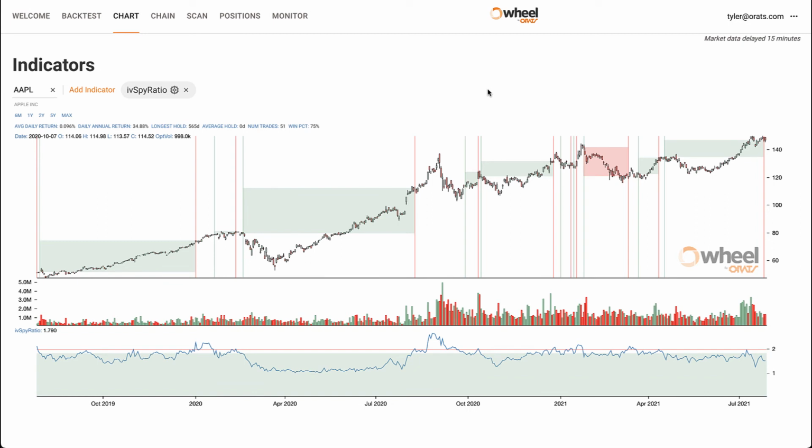Don't pay too much attention to the green and red highlights on the graph, since those are only considering a long stock position. We are going to test on a short put spread, so the returns will be different. Let's plug this into the backtester.